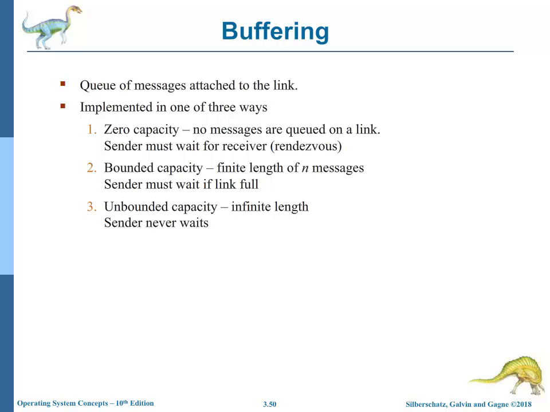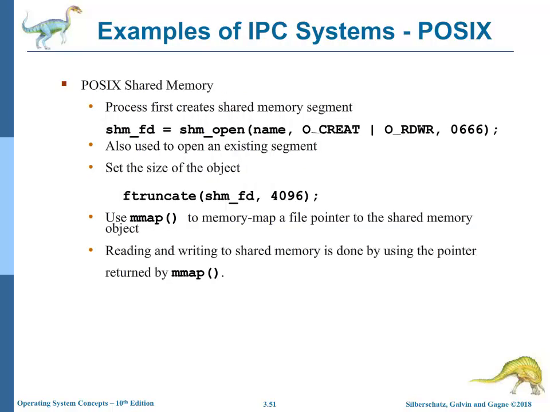Bounded capacity. The length of the queue is finite. If the link is full, the sender must wait. Unbounded capacity. The queue's length is potentially infinite. Thus, any number of messages can wait in it. The sender never blocks. Several IPC mechanisms are available for POSIX systems, including shared memory and message passing.